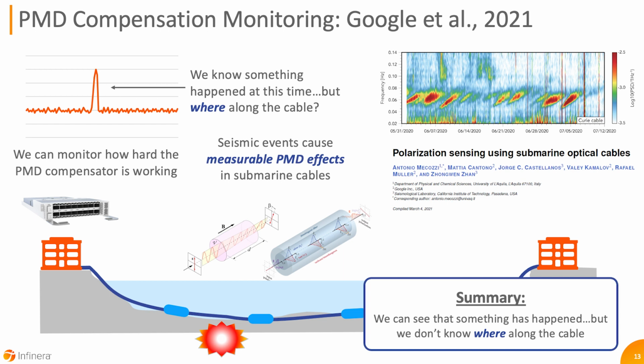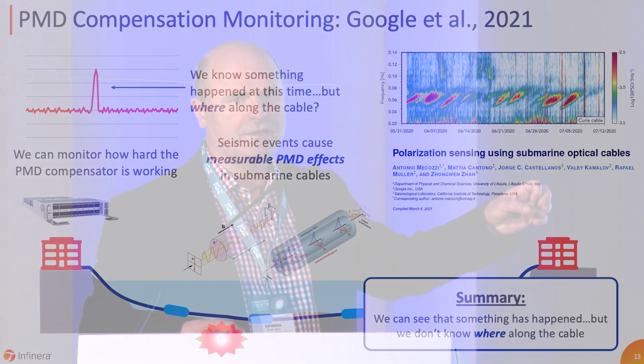And so the idea here is to check how hard your polarization PMD compensation is working, and you can detect seismic events or other events. Essentially any protuberance affecting the cable will cause an instantaneous variation in the polarization state. So we are aware that an event has occurred, but not really where.